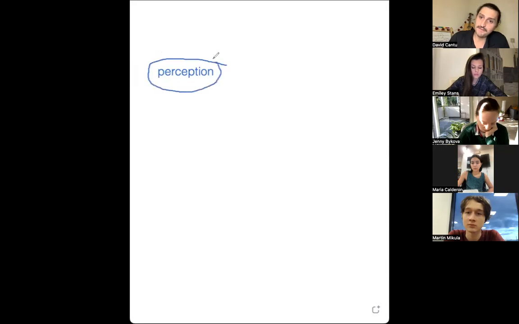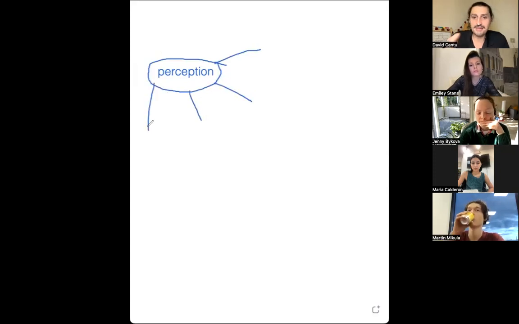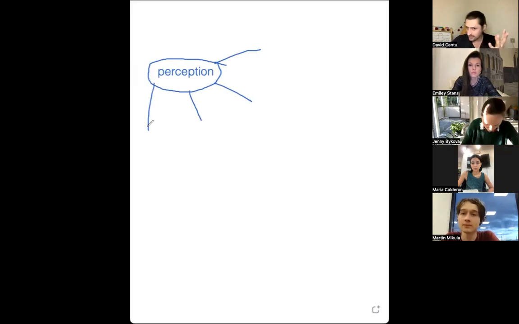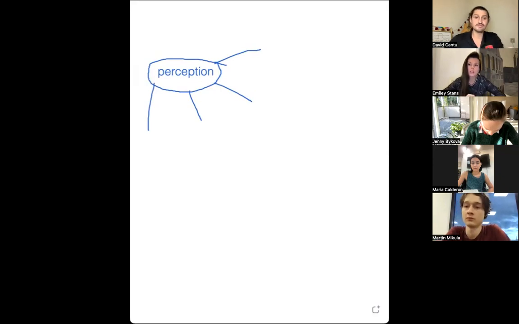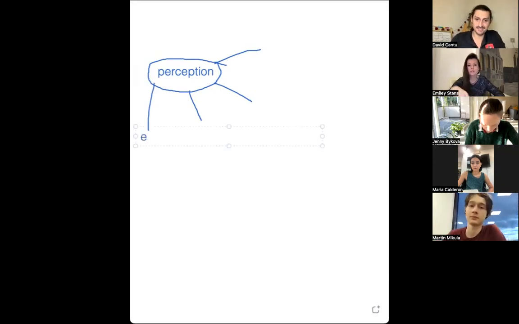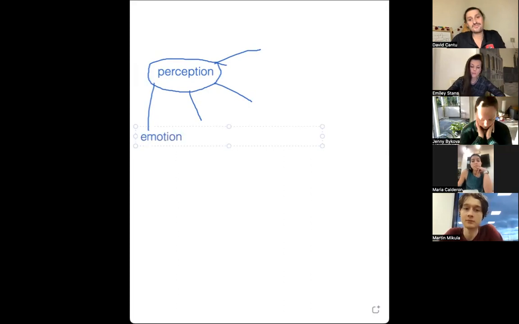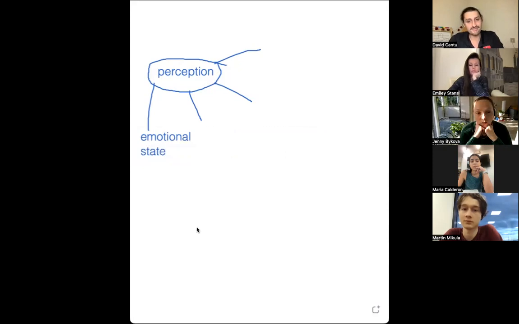So maybe say one word. What word here in this mind map is connected to perception? So maybe Emily, what can influence the perception of a company or of a person? For example, maybe some motivation state or emotional state. Oh, okay. So an emotional state. Good. That's what kind of emotions are triggered. That's great. Jenny, anything else that's connected to perception?